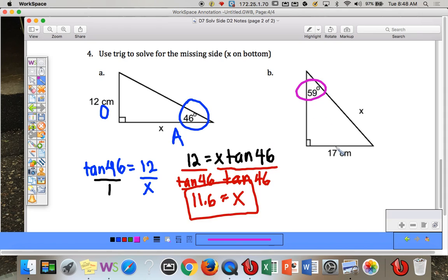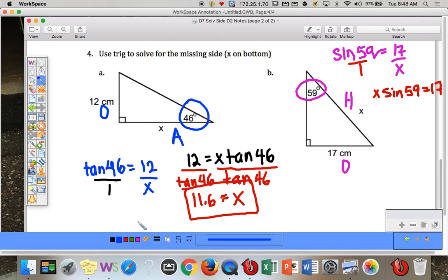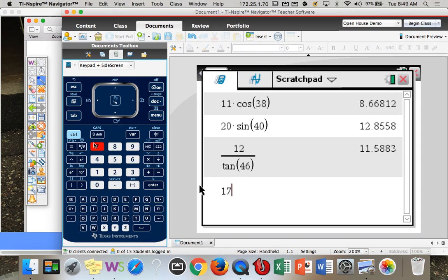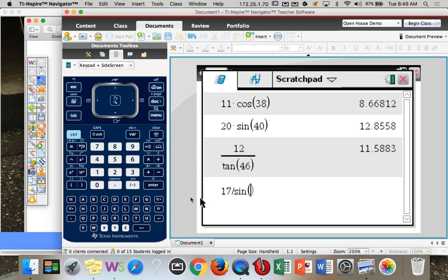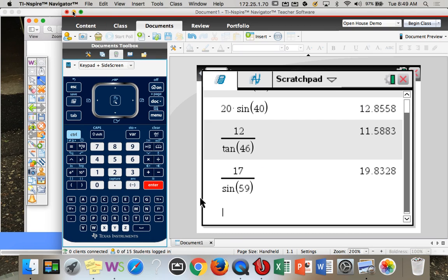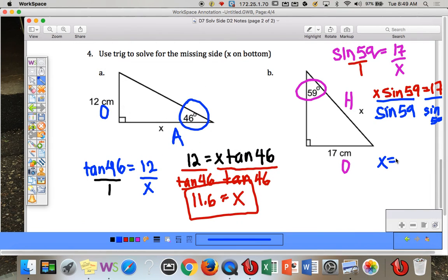Again, here's our angle. Label our sides. We have the hypotenuse across the 90, and the opposite side, so that's sine. So sine of 59 equals 17 over x. We're going to cross multiply, so we get x sine of 59 equals 17. Divide each side by sine 59. That's what we put in our calculator: 17 divided by sine of 59. We get that side to be about 19.8, and it should be the longest side here. It looks like it is. So 19.8 centimeters.